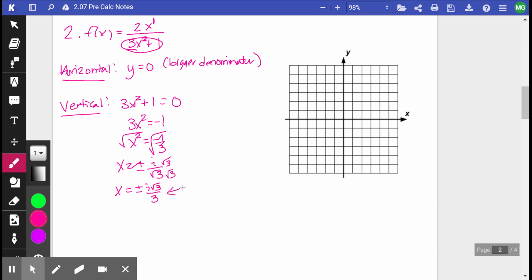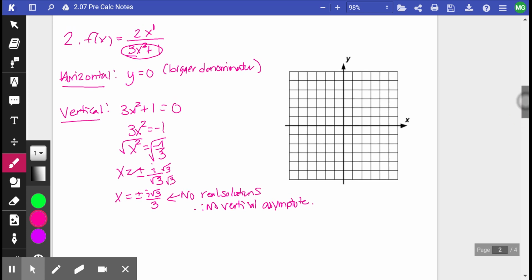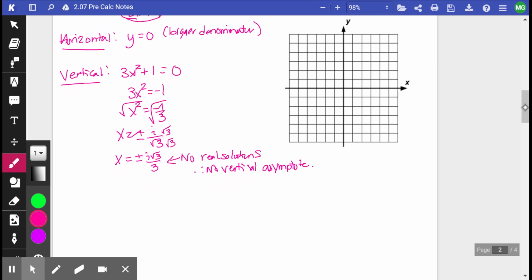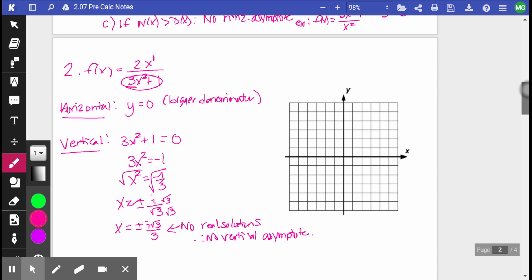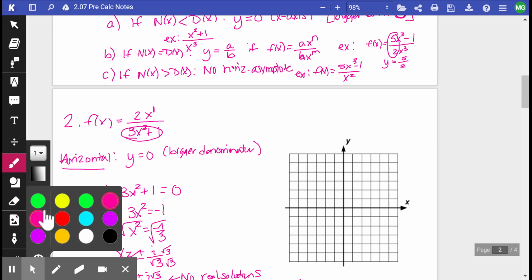Now, since that is imaginary, there are no real solutions here. So there is no vertical asymptote. There are no real numbers that are going to make that denominator 0, so we won't have a vertical asymptote at all. Okay, so now let's go into our graph and let's start by graphing those asymptotes.